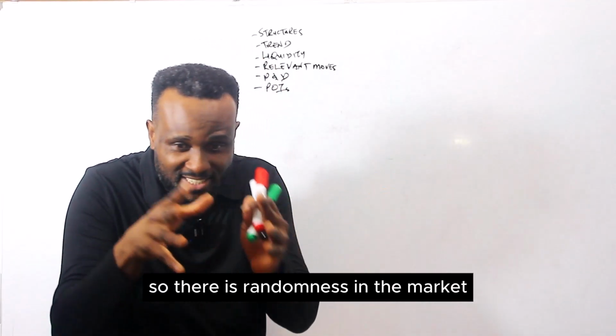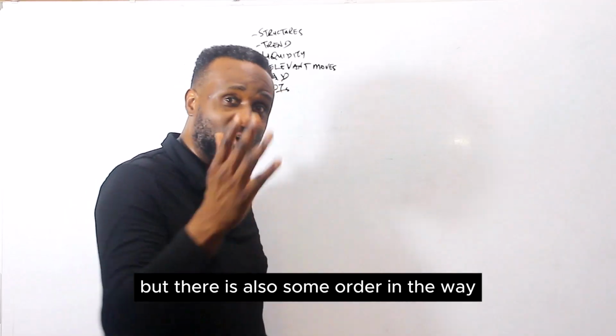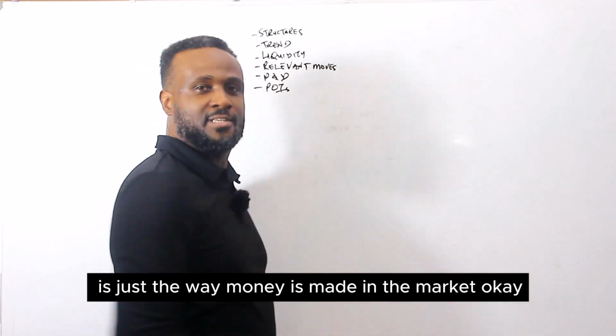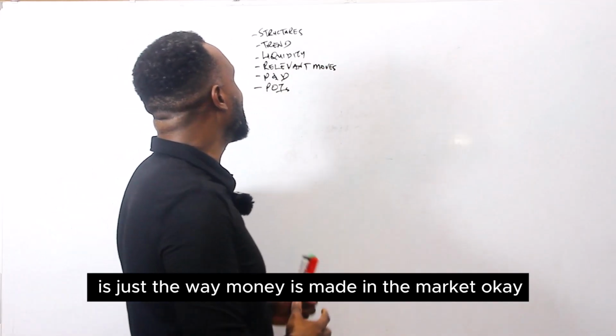So there is randomness in the market, but there is also some order in the way the randomness happens. It's crazy, it's an oxymoron, but it's just the way money is made in the market, okay?